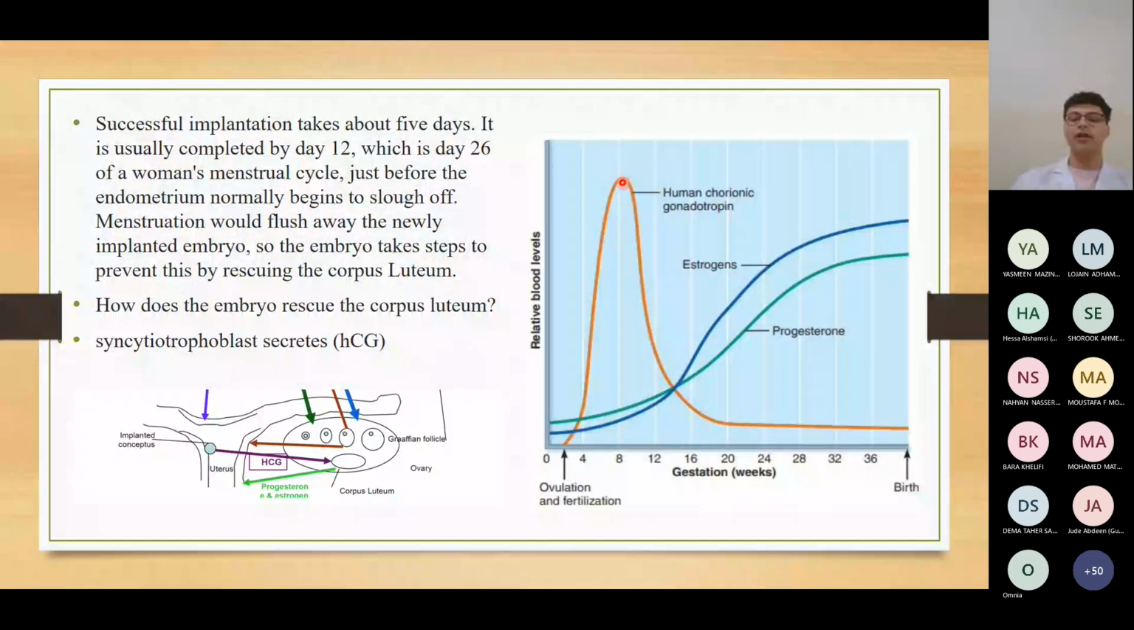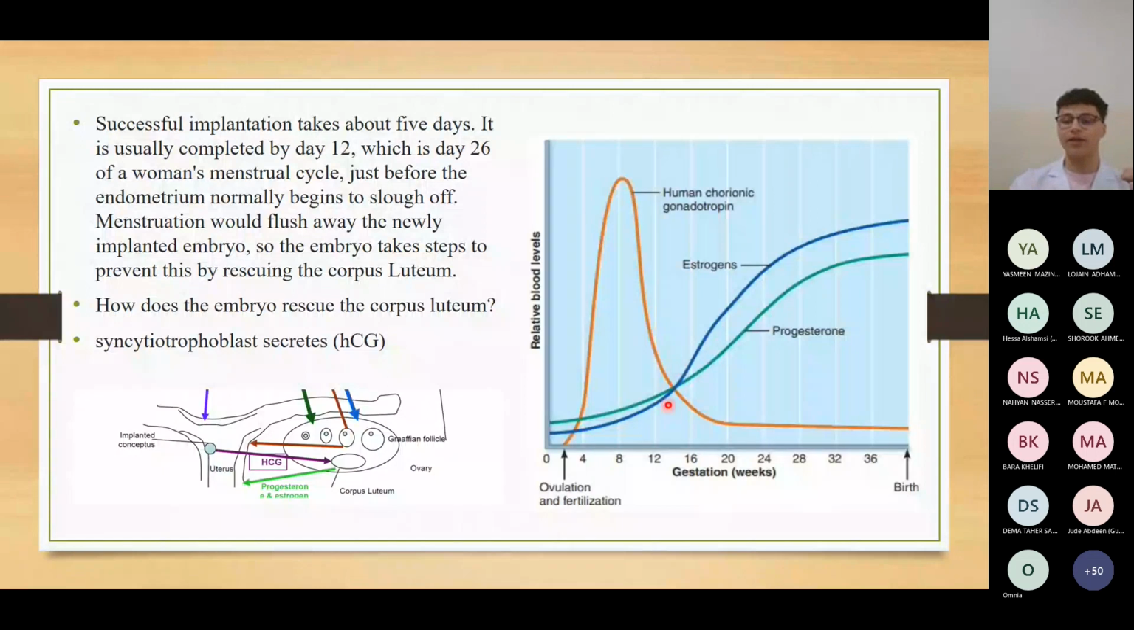So as you can see here, it's going to start increasing and it's going to tell the corpus luteum, okay, increase. After some time, after the placenta is formed, what did we say about the placenta? There are two main functions I want you to remember for the placenta: the hormone secretions, the estrogen and progesterone, and the nutrition of the baby. There are two important functions of the placenta.